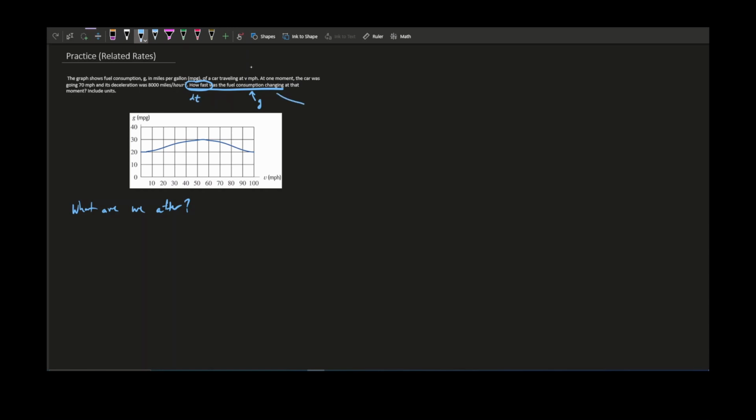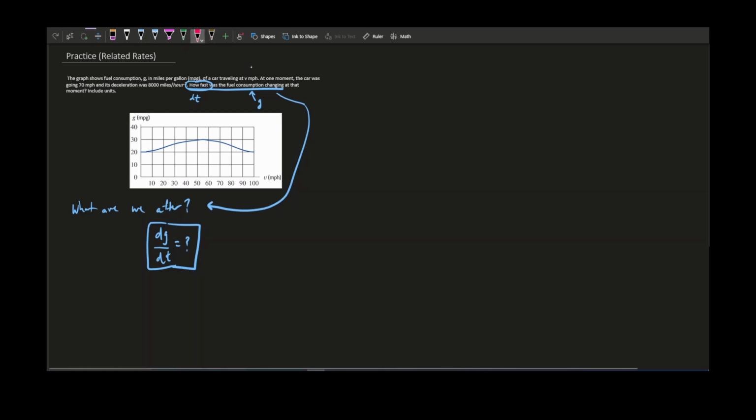And so what this is really telling us, I'll draw this down here. What are we after? We're after how fast G is changing with respect to time. In other words, we want dG/dt. This is our end goal. Okay, if we've answered this, then we've answered the question. So what we have, though, is a graph of G and V. So this doesn't directly relate G to t.